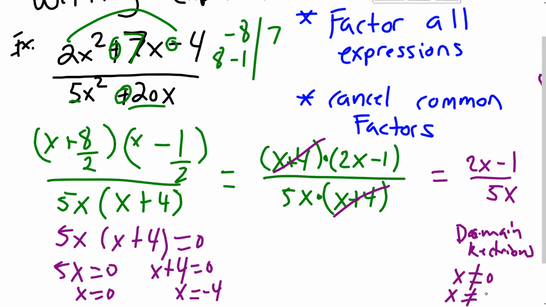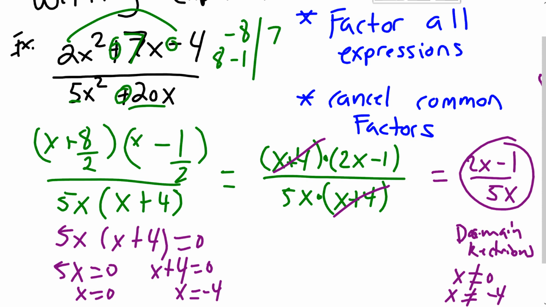What you'll see is there's a little bit of difference here. When I plug in 0 into my simplified one, I have 0 on bottom. But if I plug in negative 4 into my simplified one, that's okay. So these are still kind of my restrictions.